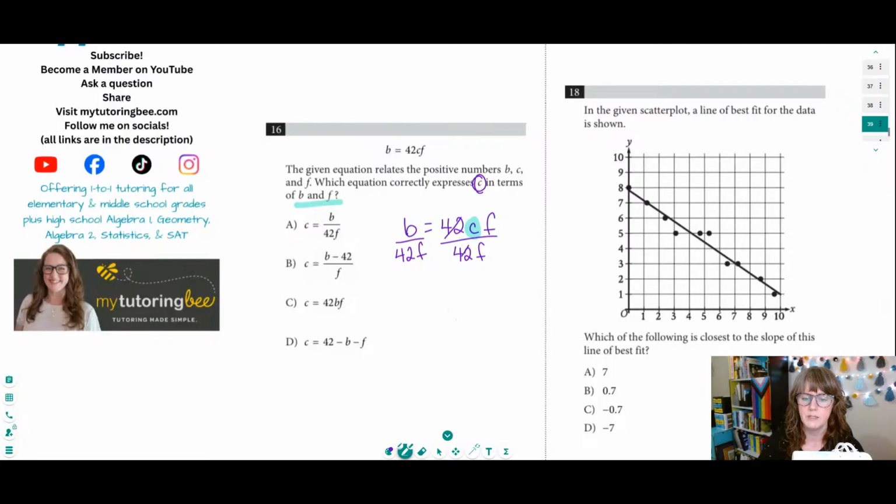So then that cancels out with that. F cancels out with F, so we are just left with C on one side, and then over here, it might look messy or it might look like this is not a solution, but that's as far as we can go because we don't know what these other variables are. So that's as far as we can go with that one. So it looks like A is our choice right there.